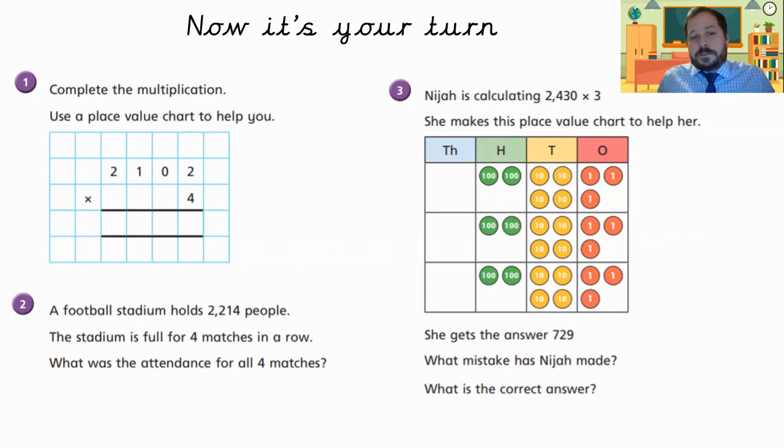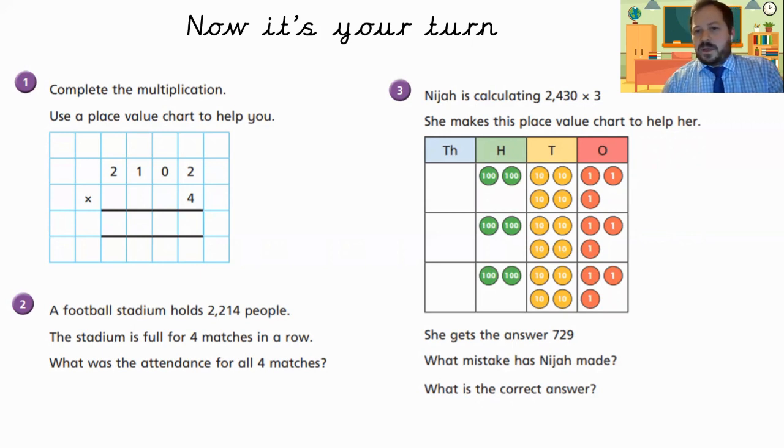Okay, so let's have a look. The first one says, complete the multiplication, use the place value chart to help you if you need to. So we've got 2,102 times by 4. Then our second question is, a football stadium holds 2,214 people. The stadium is full for 4 matches in a row. What attendance are all 4 matches? So we have to work out the question as well as the answer for that one.